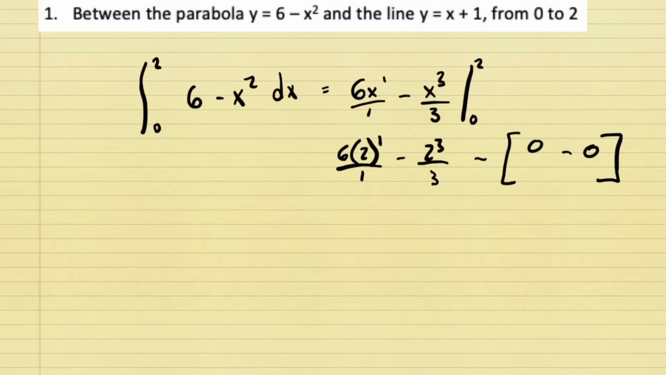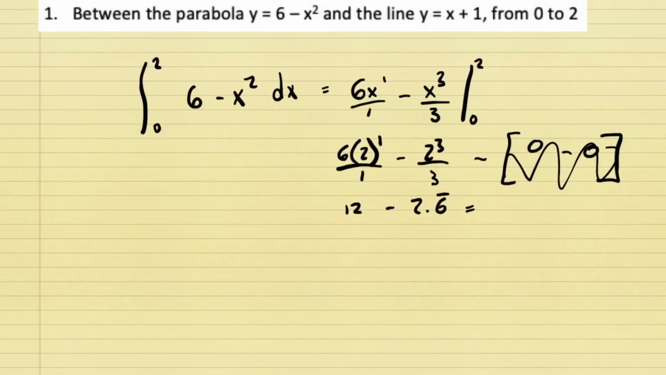So what we have here is 12 minus 2 to the third power, which is 2 times 2 times 2, which is 8, divided by 3. On a calculator, 8 divided by 3 is a weird number. It's like 2.6 repeating. So if we take 12 and subtract 2.6 repeating, it's roughly 9.3 repeating. All right, so there's the area under the parabola.